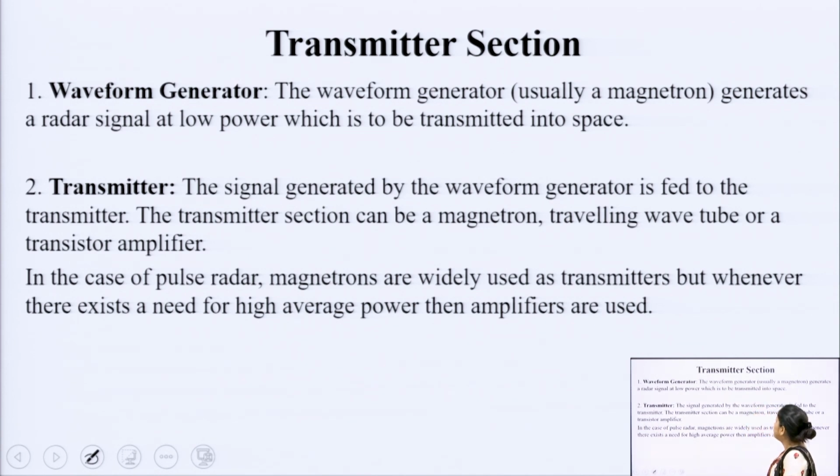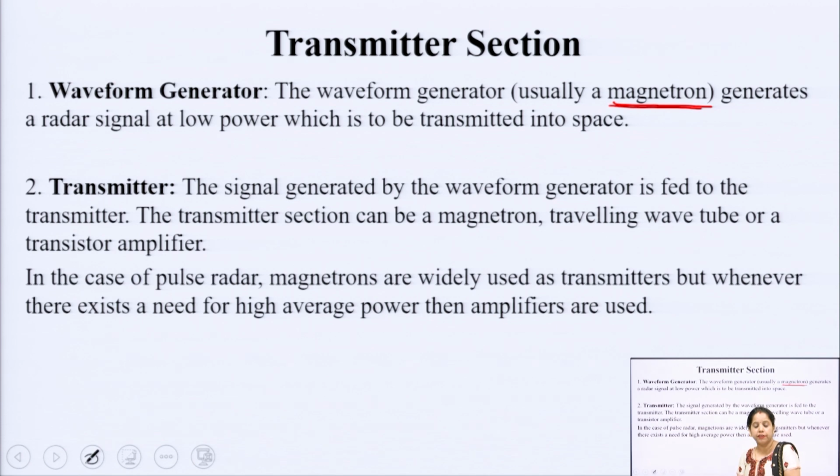So, the first one is our waveform generator. The waveform generator generates a radar signal at low power which is to be transmitted into space. As the name indicates, it will generate a signal which has to be transmitted into this space, and we know that in radar we use the microwave signal. So, the basic microwave oscillators can be used. One of the basic oscillators which is generally used is the magnetron.